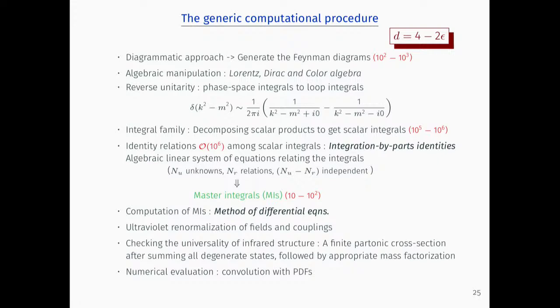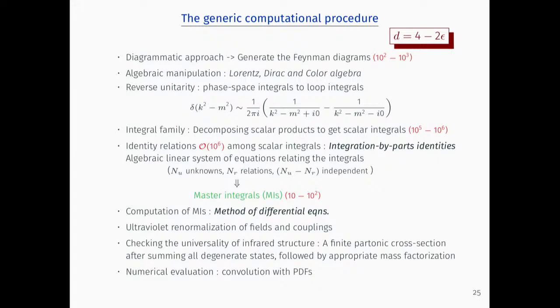Okay. Of course, once we solve this, we need to perform the renormalization of all the fields and couplings. And then we know that we also have infinite singularities. Now this is the first case where we are computing the inclusive production, and for this what happens, we have the KLN theorem, which I will discuss later, that we sum all degenerate states, followed by appropriate mass factorization, which cancels all the infinite singularities for this case. Once we have done this, we have a finite partonic cross section, then we use our parton model, which we showed earlier, to convolute with PDFs, and that gives us the total hadronic cross section for the Z boson production.